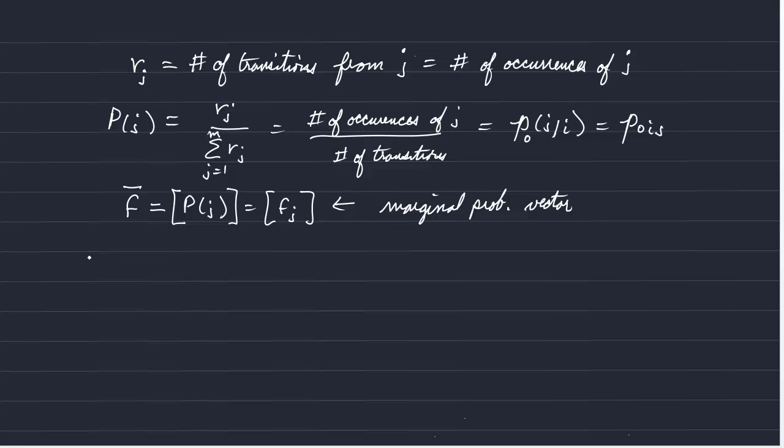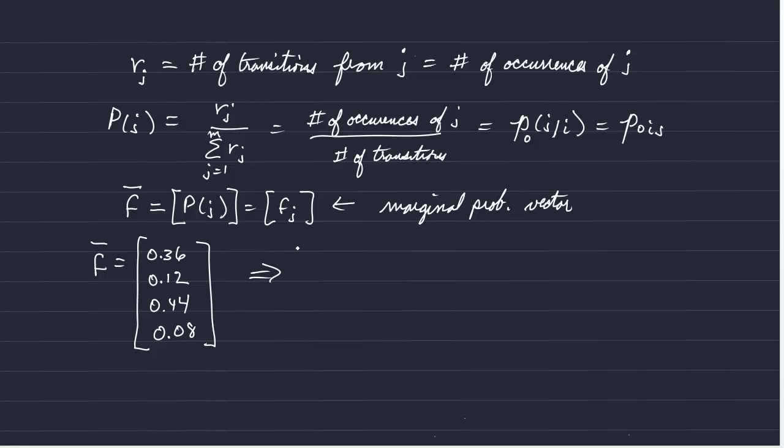So in our example, if we take our row total vector and divide by the total number of transitions, we get a marginal probability vector of 36% of all points being lithology A, 12% being lithology B, 44% of all points measured being lithology C, and 8% being D.